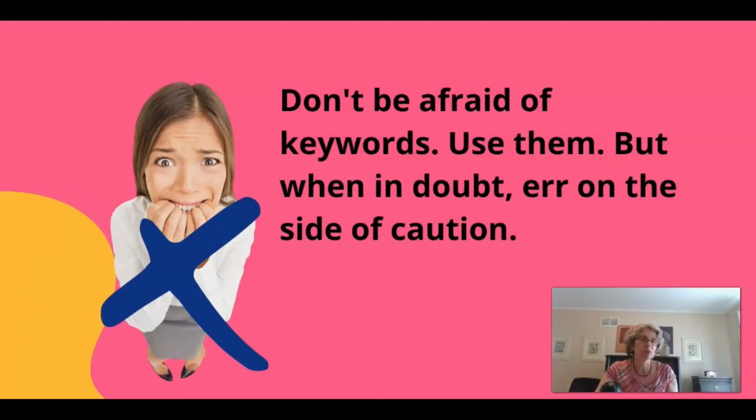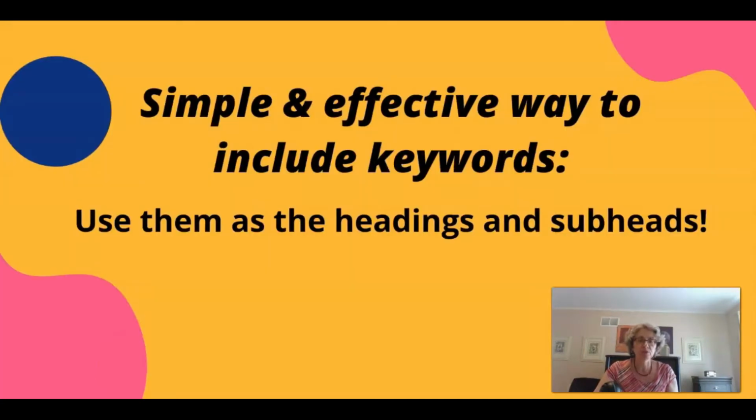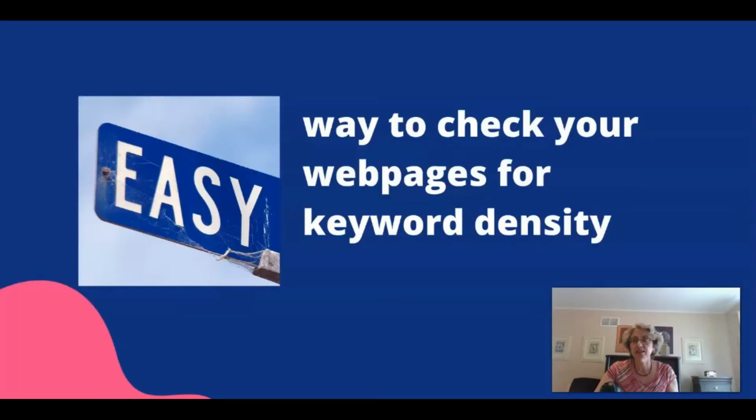Keyword density can be really intimidating, but a super simple and effective way to include keyword phrases is to use them as the headings and subheads of your written text content. That way they will definitely get noticed by Google, but you don't need to tie yourself in knots over trying to write your content with just the right keywords and in just the right amount. In saying that though, if you want to check your web pages for keyword density, there is a really easy way to do it. Let me show you how.